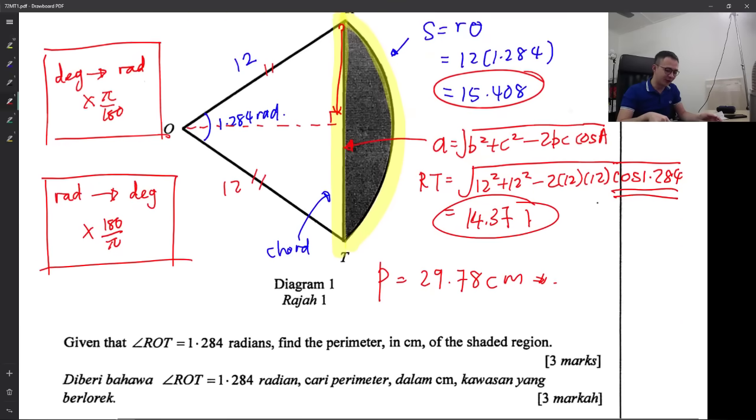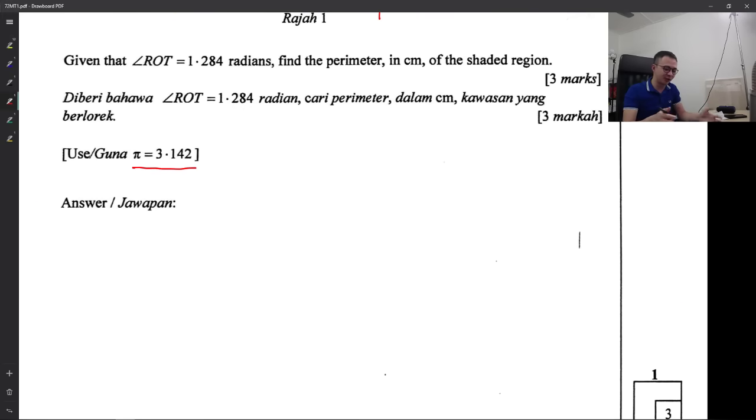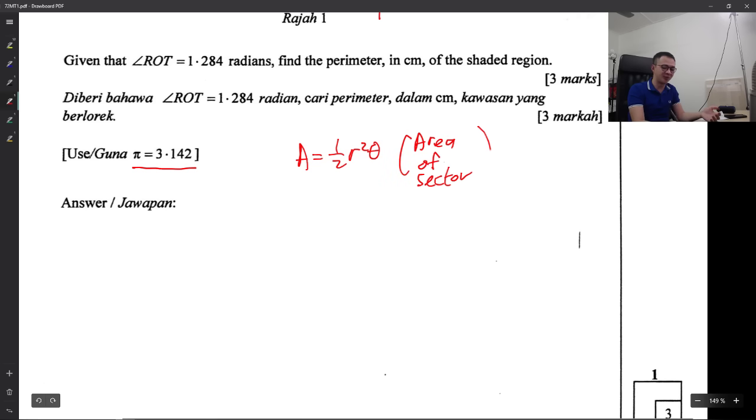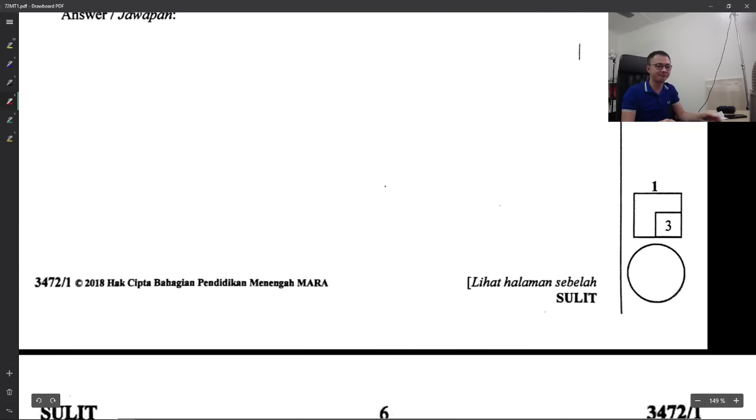So for this topic, you need to know some formulas like s equals r theta and A equals half r squared theta. This one is for area of sector. These are some basic formulas about this topic. Make sure you remember them.